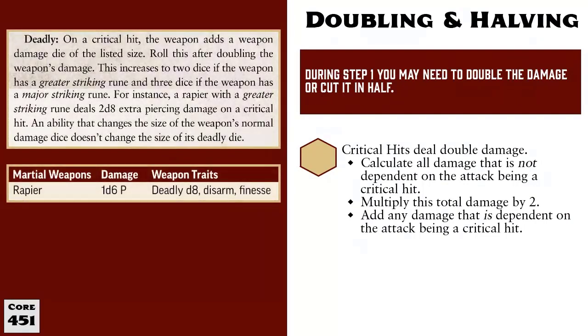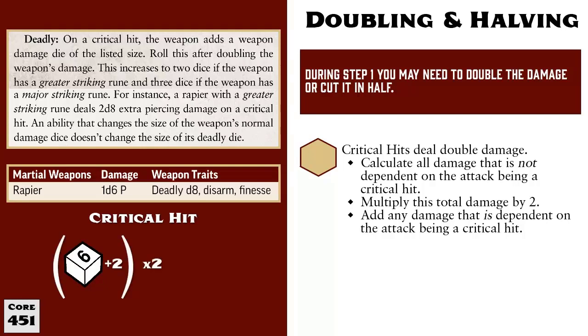For example, weapons with the deadly trait inflict additional bonus damage on critical hits. So, say you have a strength modifier of +2 and score a critical hit with a Rapier. Rapiers deal 1d6 damage and have the deadly d8 trait. On a critical hit, you would roll the normal damage of 1d6 +2, and then double that total, and then add the extra 1d8 for the deadly trait. The key to remember is you never double damage that only occurs on critical hits, so you wouldn't double the 1d8 from the deadly trait because it only applies to critical hits in the first place.